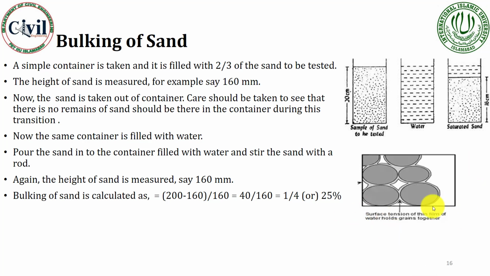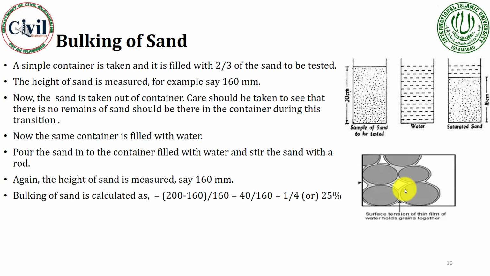Here you can see the sand grain particles being exposed to the water. The water has encapsulated them or formed a layer around them. The interaction between the particles is removed, and the water layer moves them apart. All these particles move apart, so they have a bulking, a volume change. The volume change of sand particles is known as bulking.